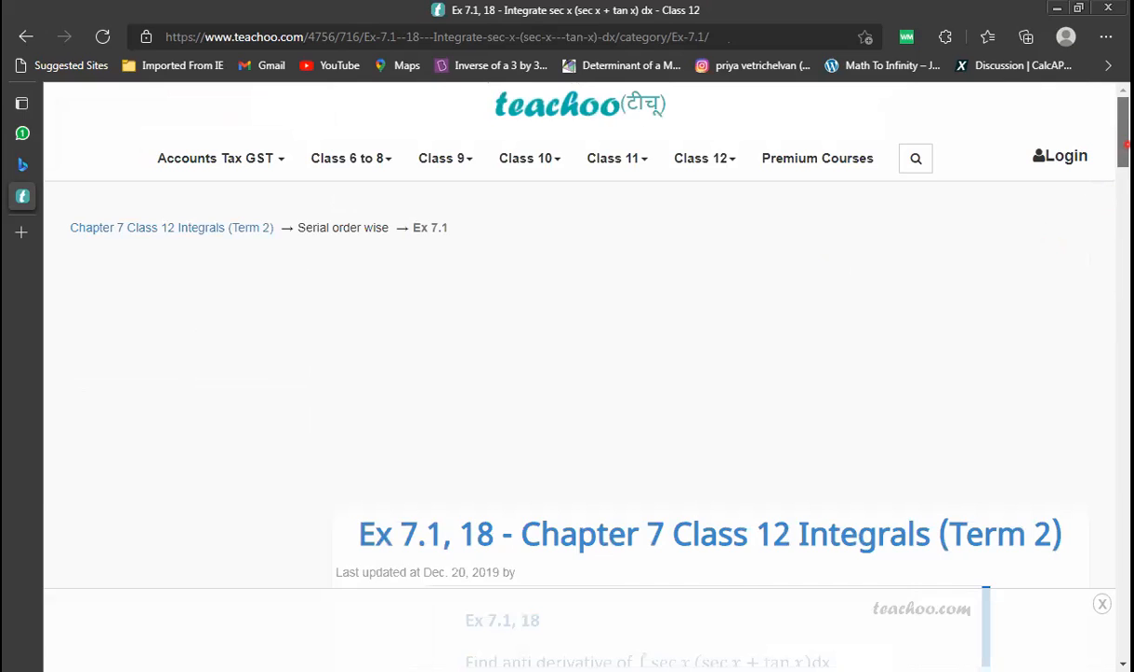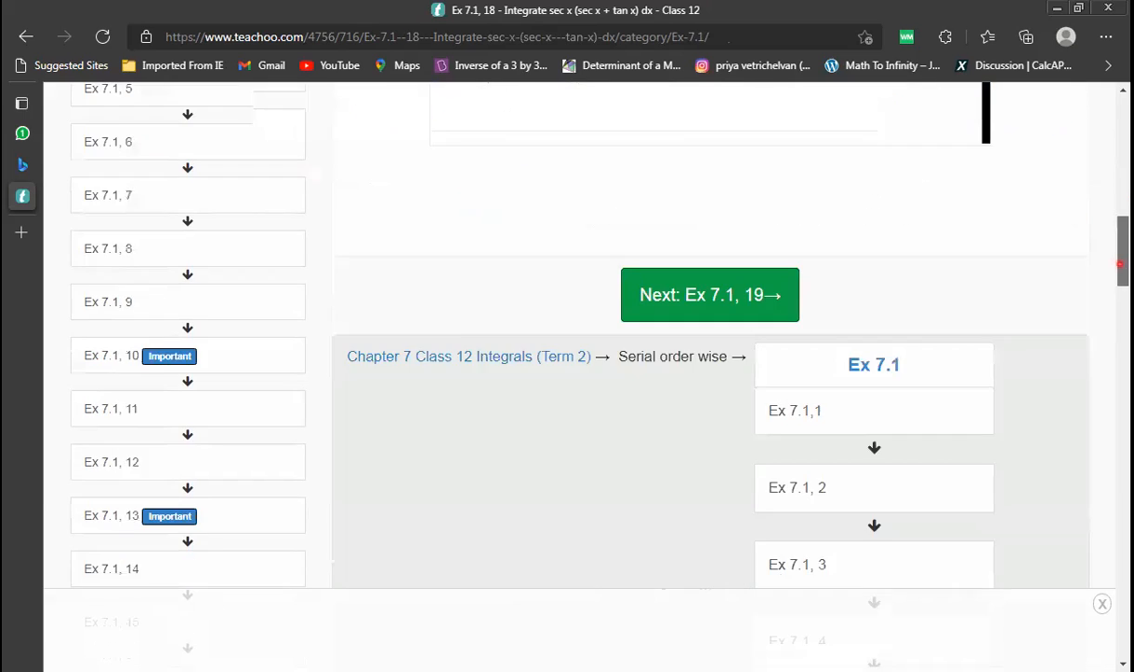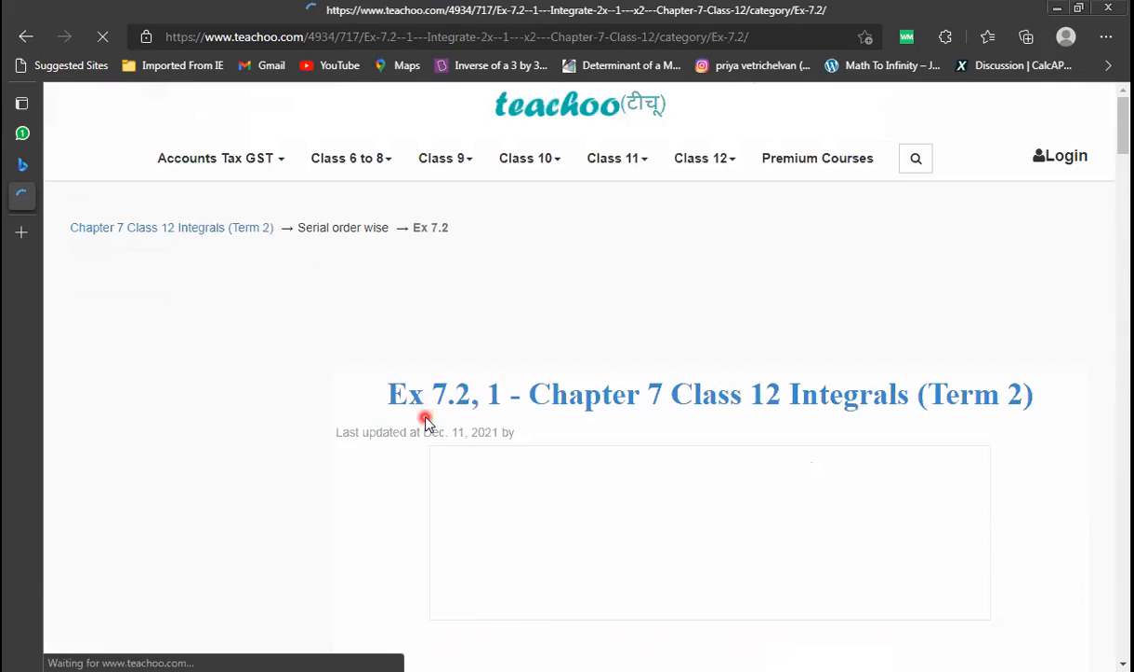Okay, done. For this, this is the antiderivative, it's not required. Okay, the next exercise.